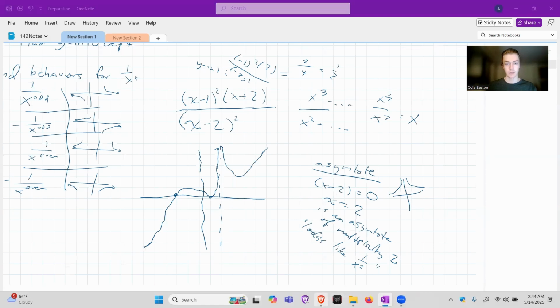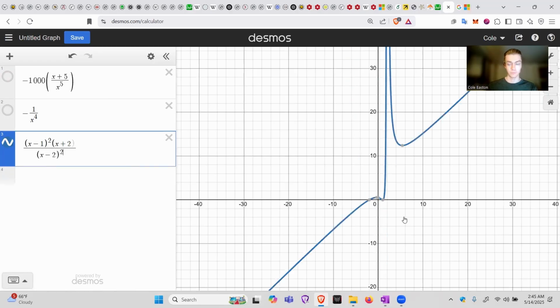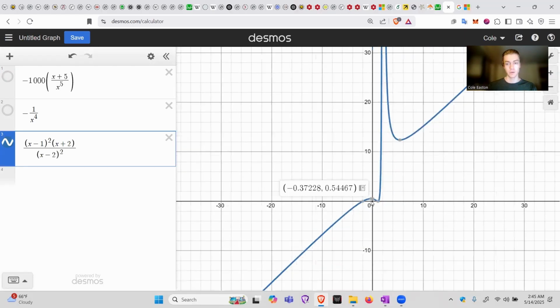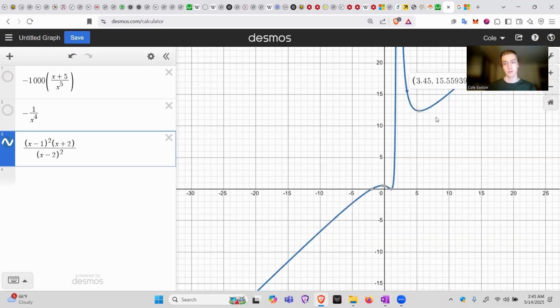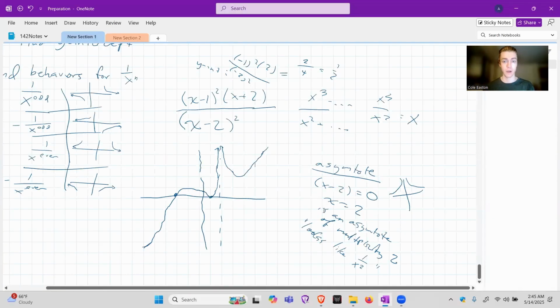So let's see how we did. x minus 1 squared, x plus 2, x minus 2 squared. So how did we do? So we went up through here, we bounced on that root, we went up to this asymptote, and then we have kind of the same behavior on both sides of the asymptote, approaching infinity. So I'd say we actually did quite well on this graph. I think our picture looks very similar to the actual graph.